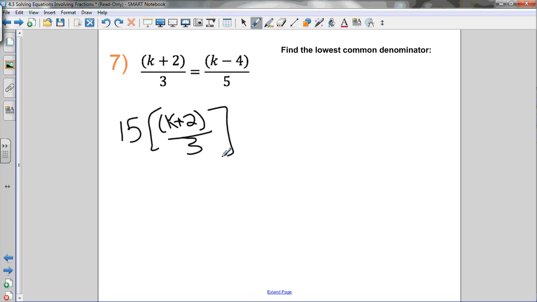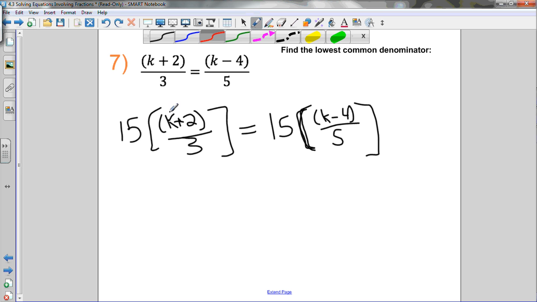So I multiply the left side by 15. Now I need to multiply the right side by 15. And once I simplify this, my fractions will be gone.